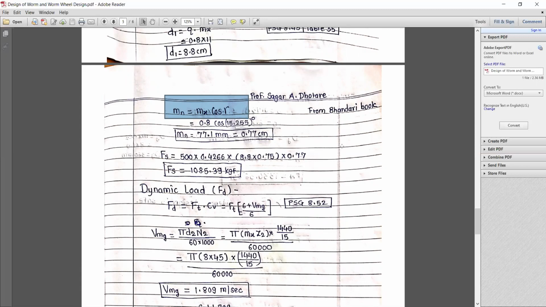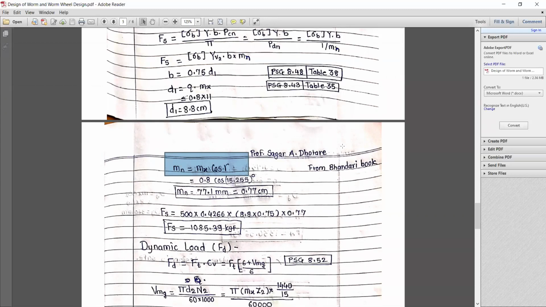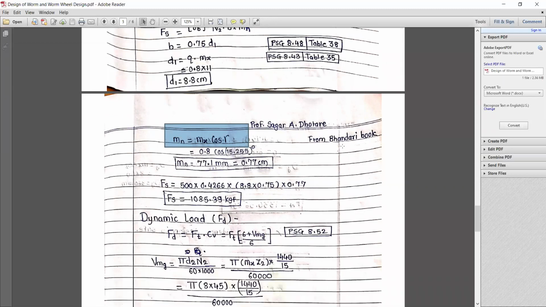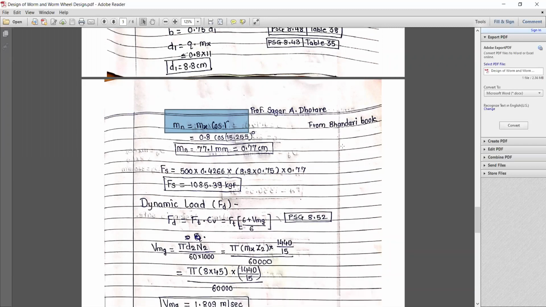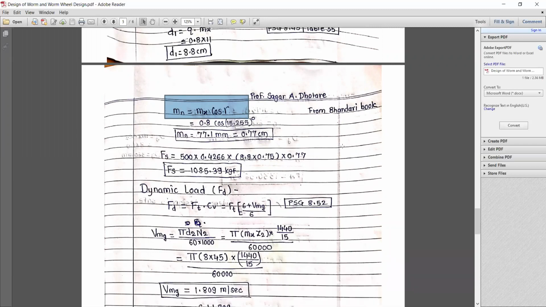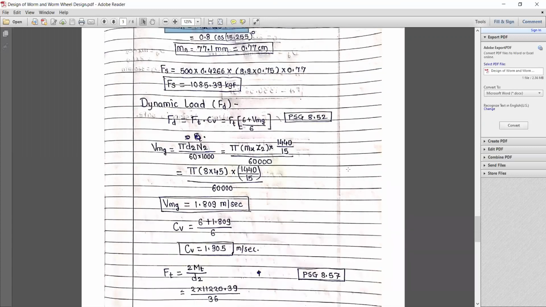So we know that sigma b is 500, then the Lewis form factor is 0.4266. Then the values of mx and mn we have calculated. Another value, b, is nothing but 0.5 into 8.8. Putting all the values, what we get, Fs is equal to 1085.39 kgf. So we have finally found the static load, the initial static load.